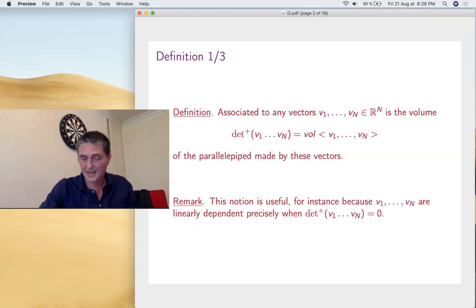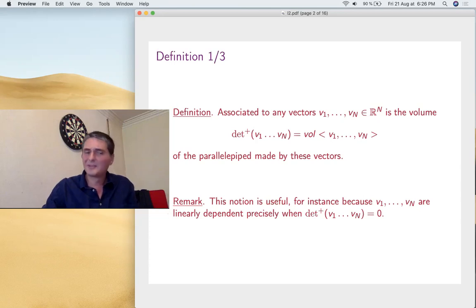For instance, if you want to check whether vectors are linearly dependent or not: linearly dependent means that the parallelogram will degenerate somehow. So the volume is 0, the determinant is 0. So that's the good definition.